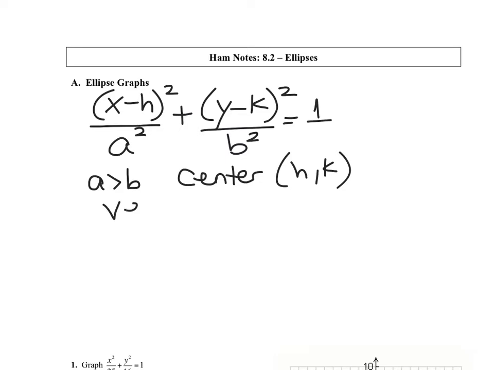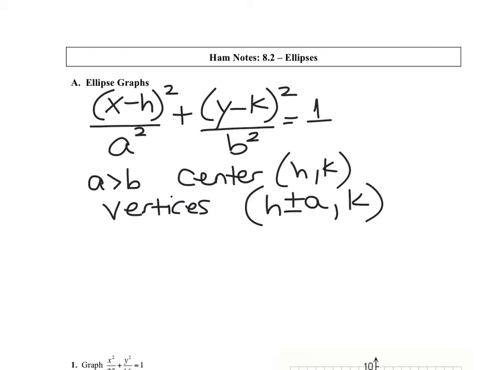This also has vertices. Now the Algebra 2 book talks about covertices. This book doesn't, they just leave it off. So the covertices are going to be where it opens up the biggest. An ellipse is going to go bigger either left and right or bigger up and down. In this case, I said a was bigger than b. So then our vertices would be at h plus and minus a, comma k.